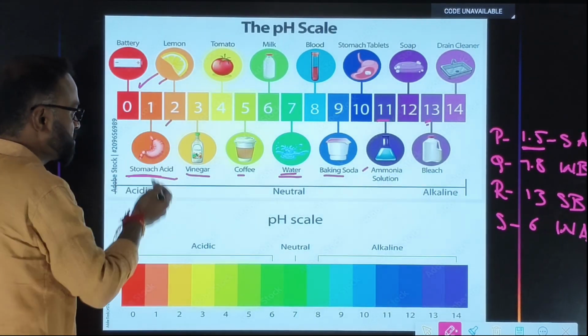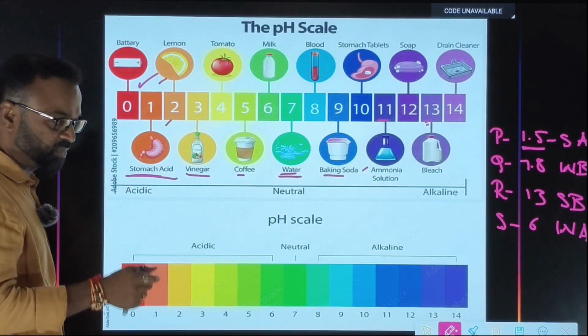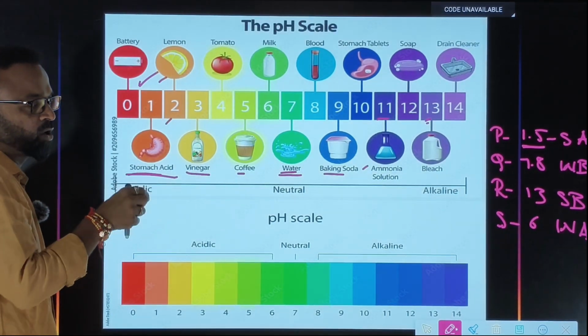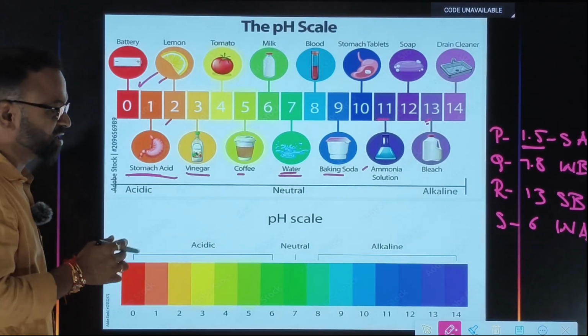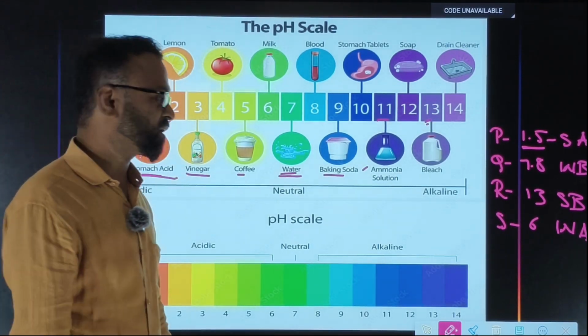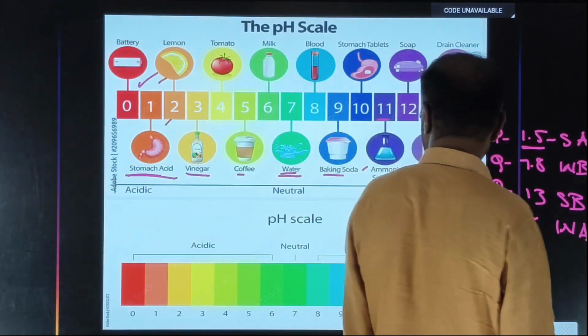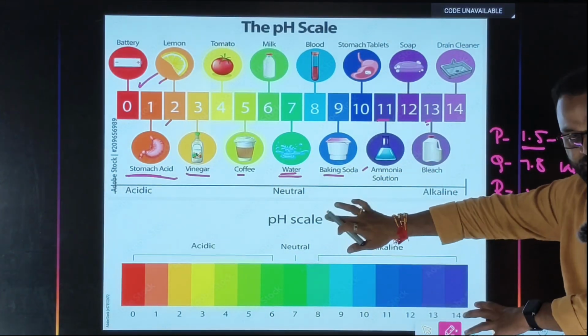Stomach acid, the pH value is around 1. Can you imagine? The pH value of the HCl in the stomach will be 1 to 3. It's a very strong acid. Only then can the pepsin enzyme break down proteins into amino acids. Otherwise, it will not break down. Okay, very simple. So hope it is clear.